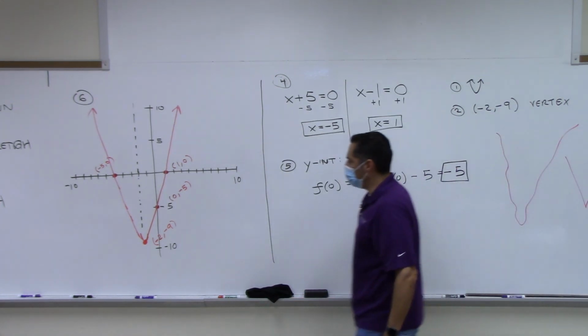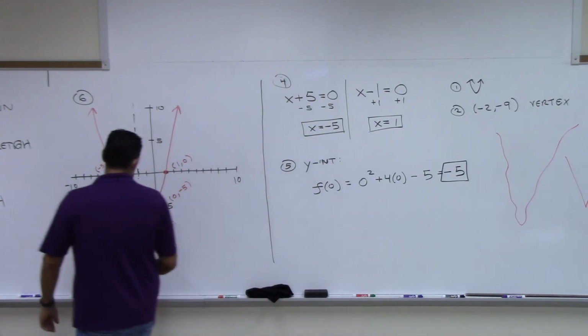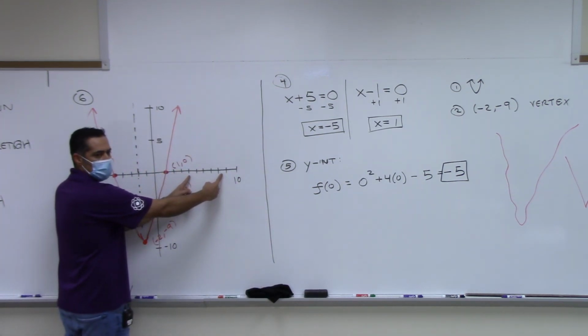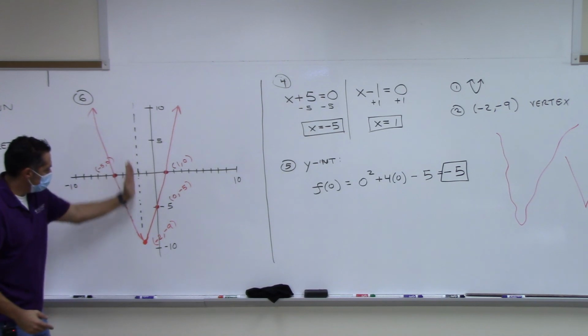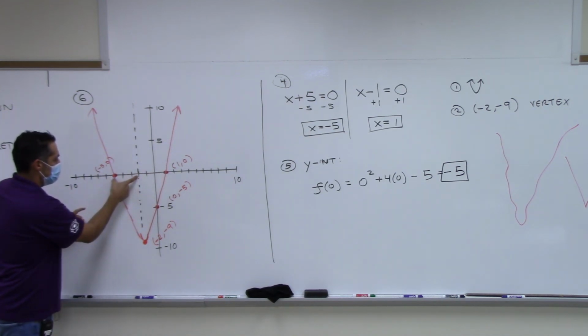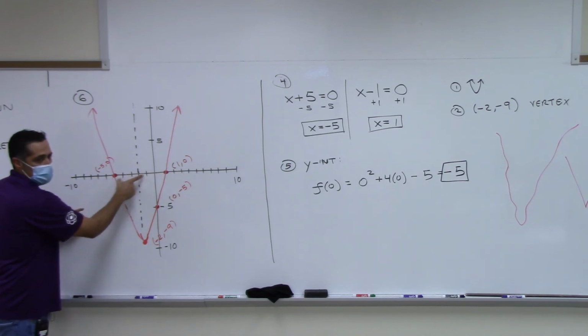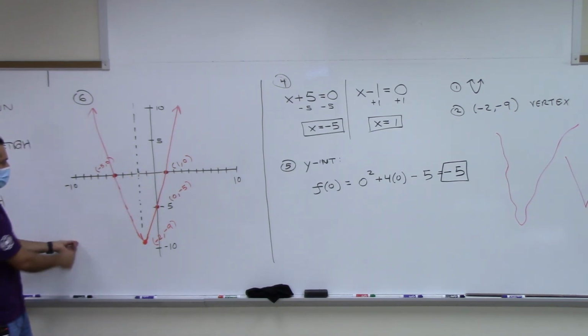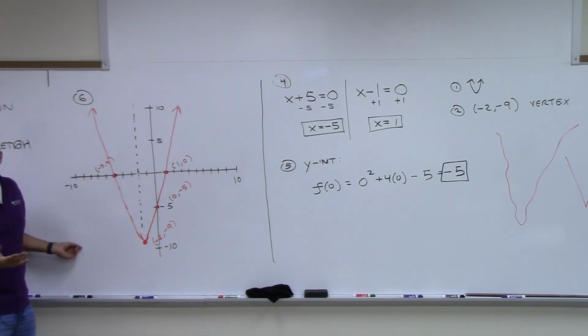What if when you were doing this, your vertex was here, and what if your 2 x-intercepts were over here? What would that tell you? You did something wrong, right? Your vertex should be right in the middle of your x-intercepts. The distance from here to here should be the same as here to here, always. So if your vertex was over here, something's wrong. You're going to have to go back and double check everything.